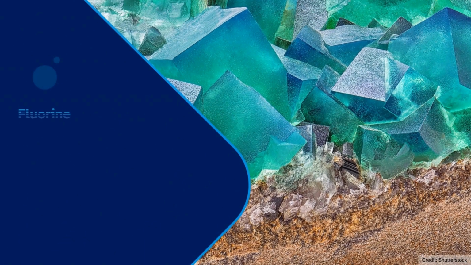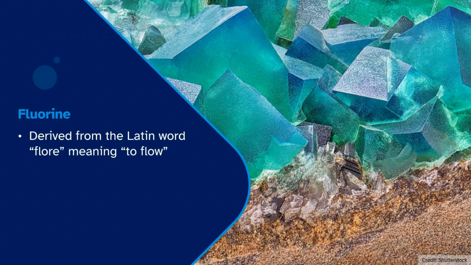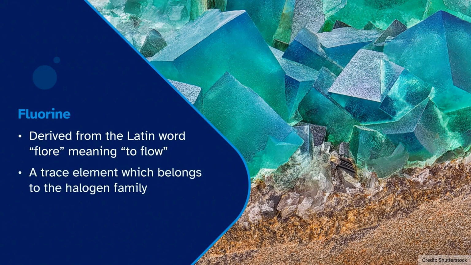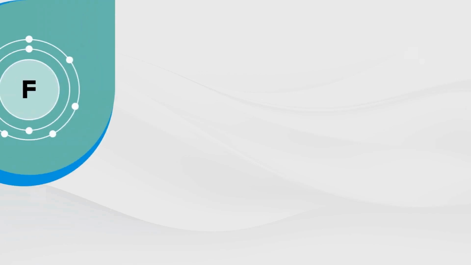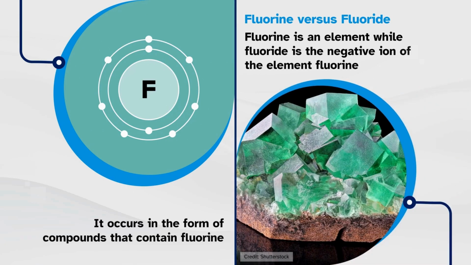The word fluorine is derived from the Latin word fluor, meaning to flow. Fluorine is a trace element which belongs to the halogen family. Fluorine is highly reactive and rapidly transforms into fluoride. Fluorine is an element, while fluoride is the negative ion of the element fluorine. It occurs in the form of compounds that contain fluorine.